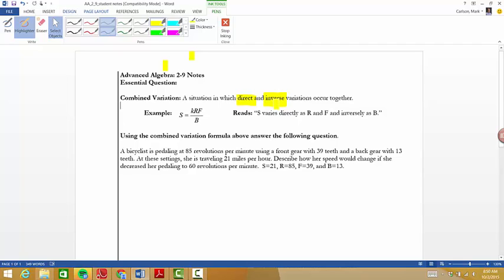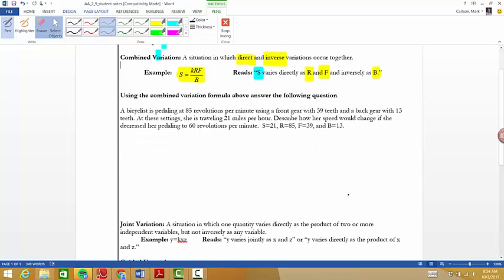So here's an example of an equation that involves both, and we can say that S varies directly as R and F and inversely as B. So that's how we would read something like that. So we have three independent variables there, R, F, and B, and then we have one dependent variable, and that's S. So the dependent variable has a relationship directly with R and F and inversely with B.